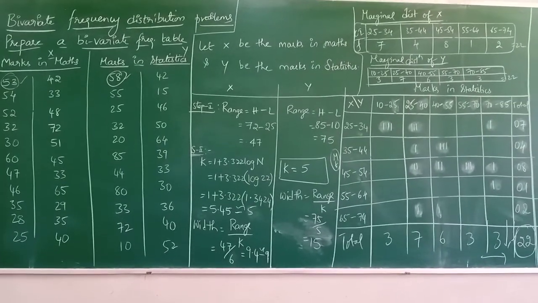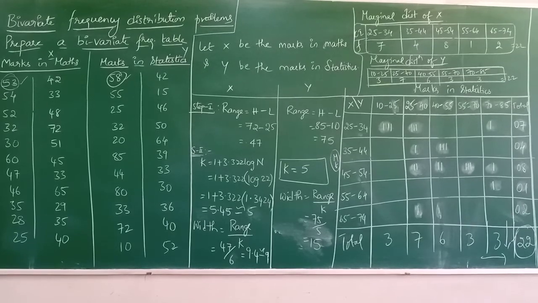Once again you see the problem, the complete problem. Prepare a bivariate frequency table. Data: marks in maths, marks in stats. First let us consider x to be the marks in maths and y to be the marks in stats. Now here we don't know the width and we don't know how many classes are to be framed in the table, right? In such cases what do we have to apply?